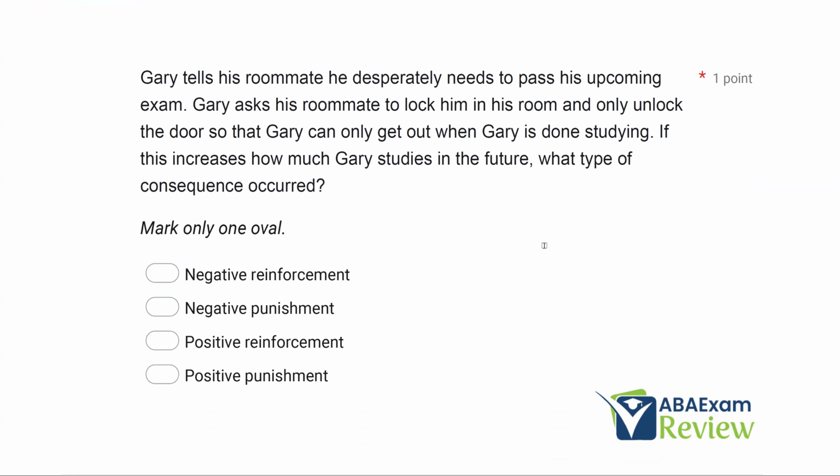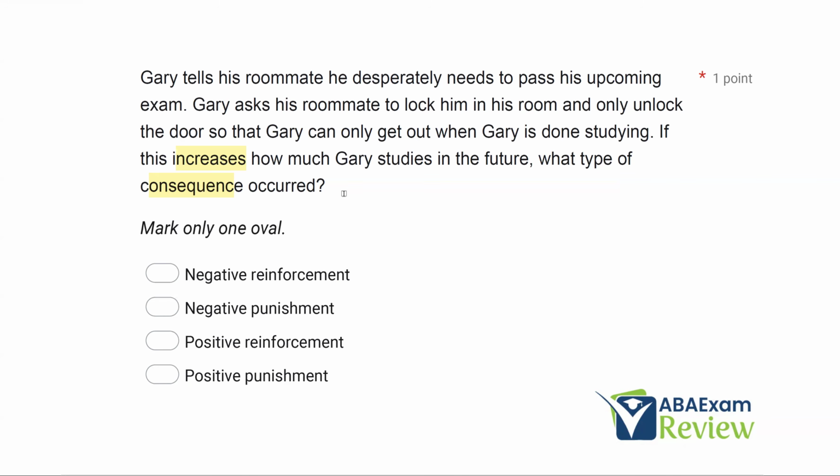A couple of different things here. It is a consequence, right? So it's a consequence question, and we want to know how behavior changes when consequences are involved. Well, the question is saying, if the behavior increases, then what kind of consequence is it? Well, if the behavior increases, it can only be one type, and that's reinforcement. We immediately know this is reinforcement because the behavior increased.